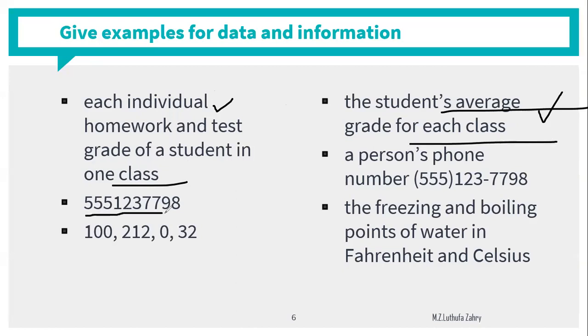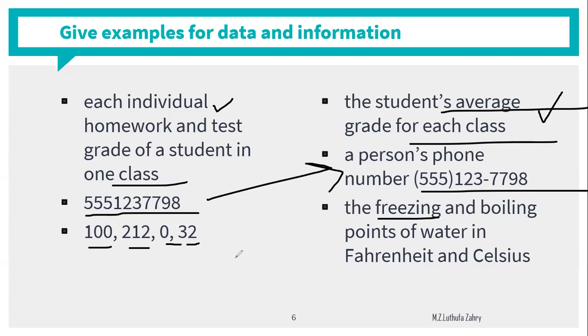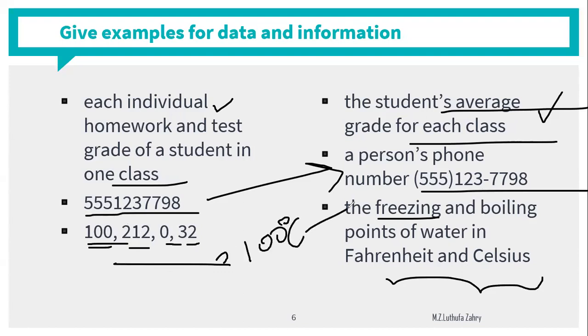And next one, if you look at this number, this is just a number. But if you say that in this format it's a phone number, that's information. So this 100, 212 and all these are just numbers. We cannot come to a conclusion with that. But if you say that the freezing and boiling points of water are like this in Fahrenheit and Celsius, if it is 100 degrees Celsius, then you have found it, you have processed it, right? Knowing the boiling point of water, all those things will come as information.